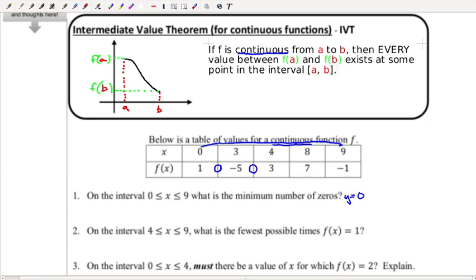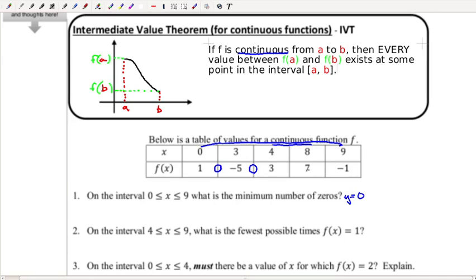Then we go from an x value of 4 to an x value of 8. We go from a y value of 3 to a y value of 7. So if we go from 3 to 7, are we guaranteed to go through 0? Is 0 between 3 and 7? No, it's not. So we would say not guaranteed to have a 0 on here at all.